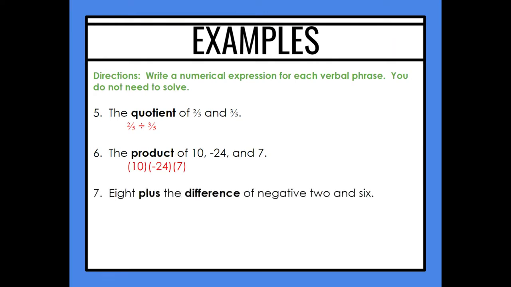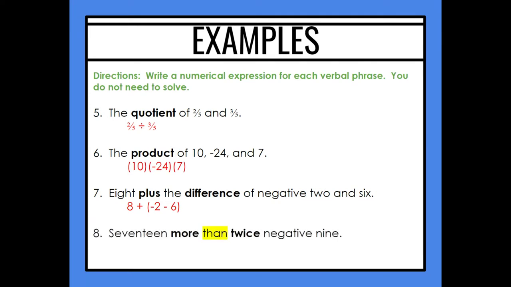Number 7, 8 plus the difference of -2 and 6. I have two operation words and I have another parenthesis phrase. So for this one, I'm going to put the difference of -2 and 6 in parentheses, and then I'm going to add the 8. So I'm going to do 8 plus, and then -2 minus 6 in parentheses.